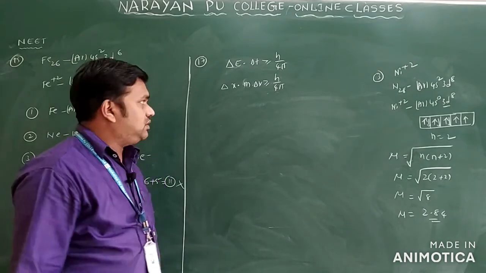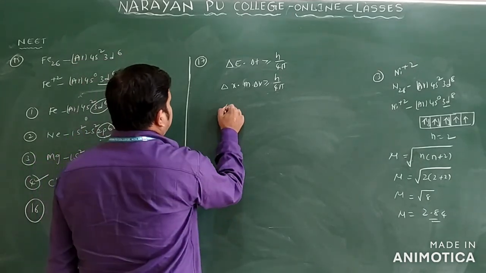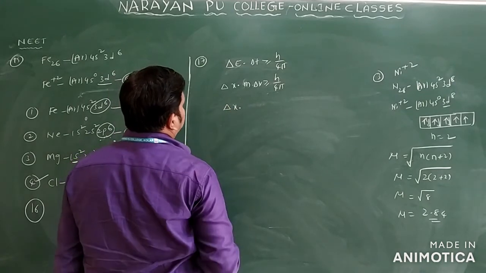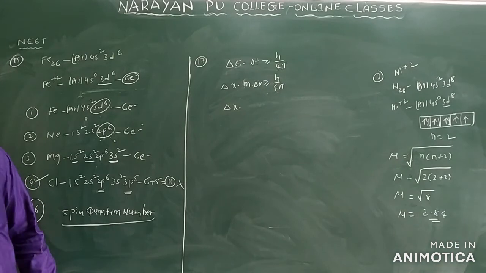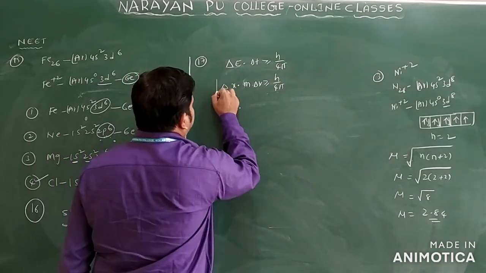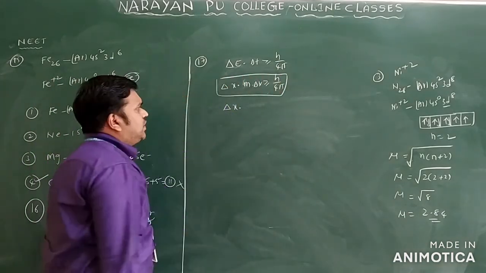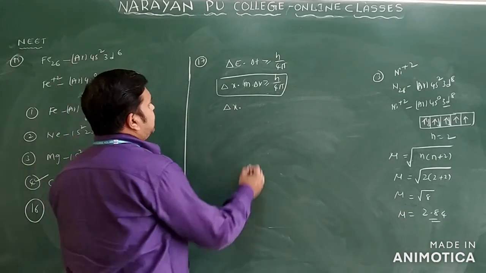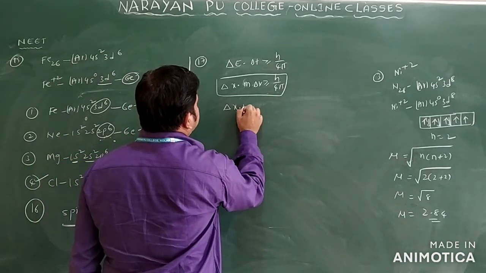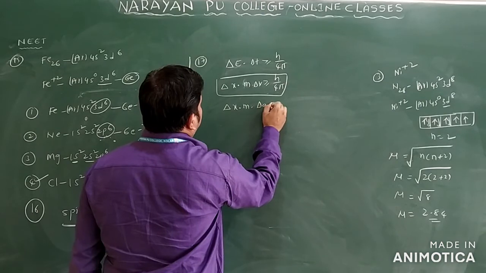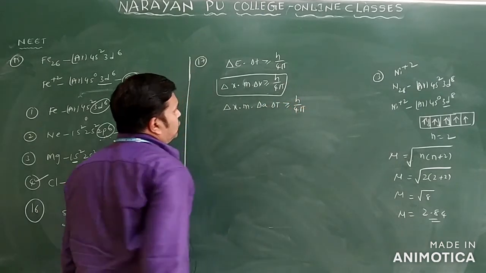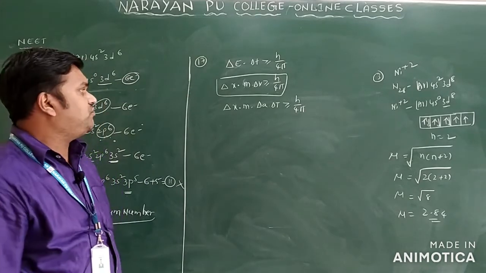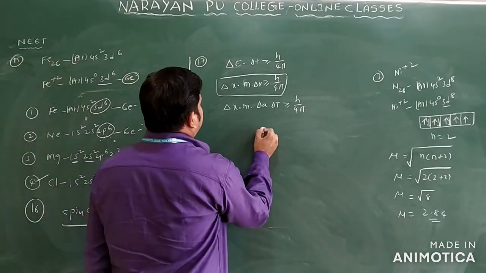So let us, you can see this one. Now we are writing here delta x into m into delta v is given. Delta x into m into delta v greater than or equal to h by 4 pi only. So generally we have to write here delta x into m into delta v greater than or equal to h by 4 pi. We have h by 4 pi only. So what is here delta v you will write?